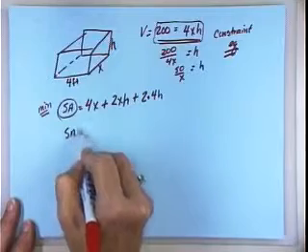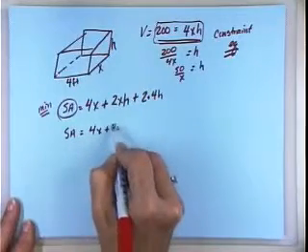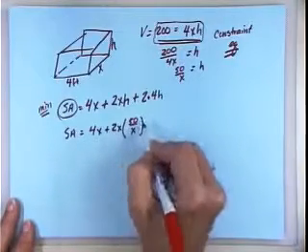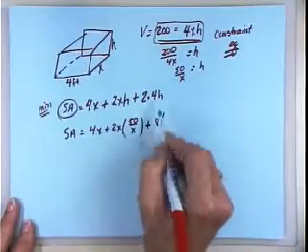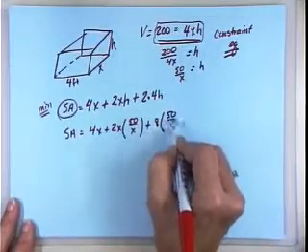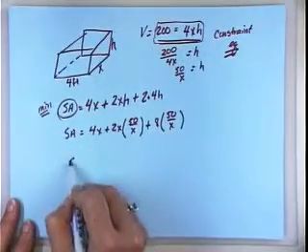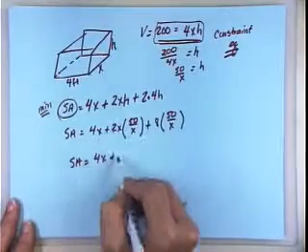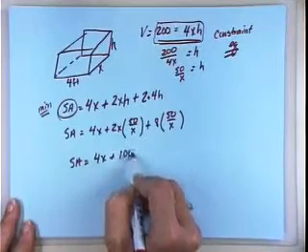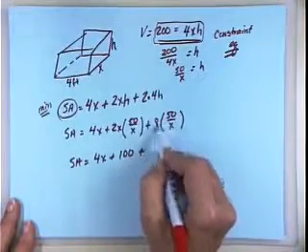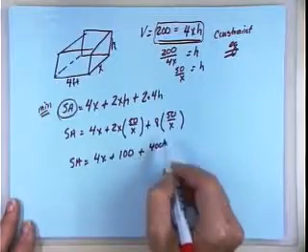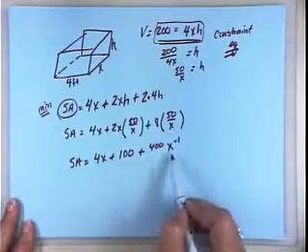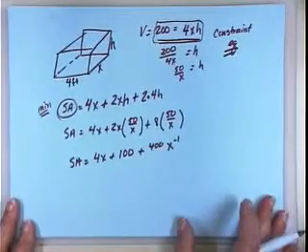So surface area then is 4x plus 2x, and in the place of h, we put 50 over x, plus 8, and in the place of h, we put 50 over x. So surface area cleaned up looks like it's 4x plus, what's that, 100 plus 5 times 8 is 400 over x. And let's go ahead and bring that x to the -1 up to the numerator, so when you take the derivative, it's going to be easier to do that.